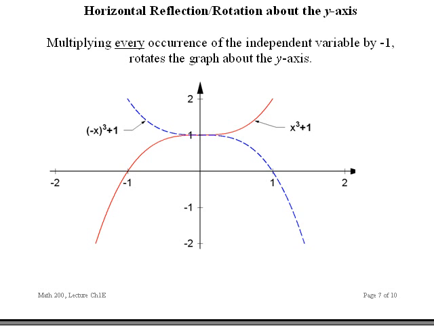Here's the horizontal rotation of exactly the same function. Again, I'm starting with x cubed plus 1, and then I change the x into minus x cubed, with a minus x in parentheses, and you see that this red graph now rotates about the y-axis.